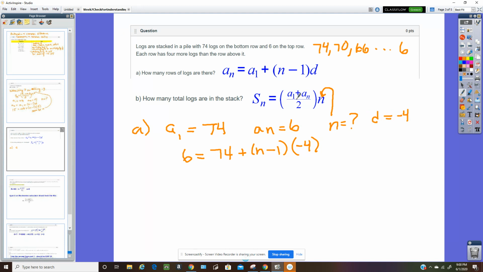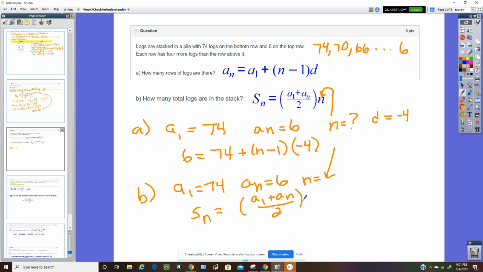And then once I find n in letter B, you still have that A1 is 74 and A sub n is 6. But we don't know what n is. You find it in this equation here, whatever this is, you're going to plug it in down here into S sub n is equal to A1 plus A sub n over 2 times n.